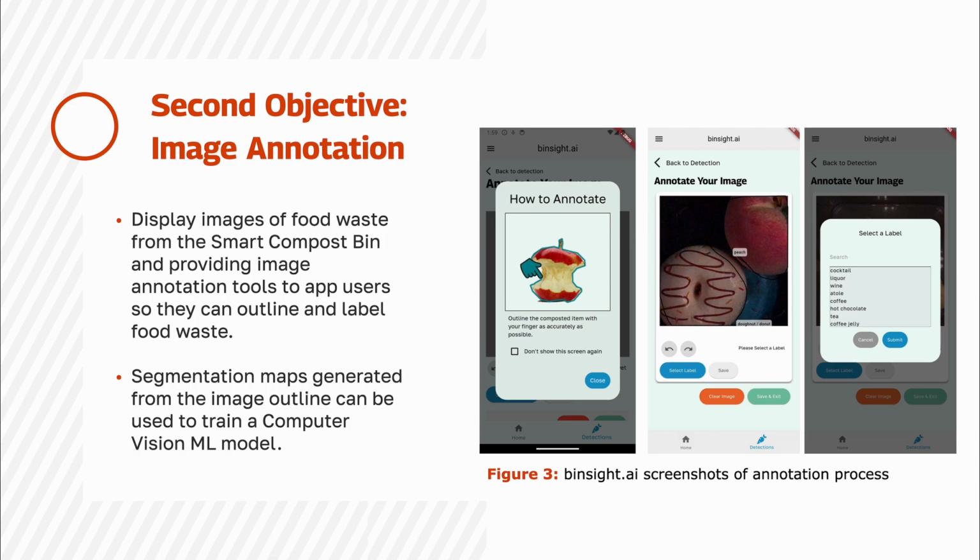Our next objective was to allow users to access photos taken of their composted items, outline them, and provide a label for machine learning algorithms to train on later down the line in this project. Some of the largest considerations involve the format of the outlines, whether to use bounding boxes or segmentation maps, and even the categorization of our labels, as well as finding an appropriate taxonomy that achieved our needs.